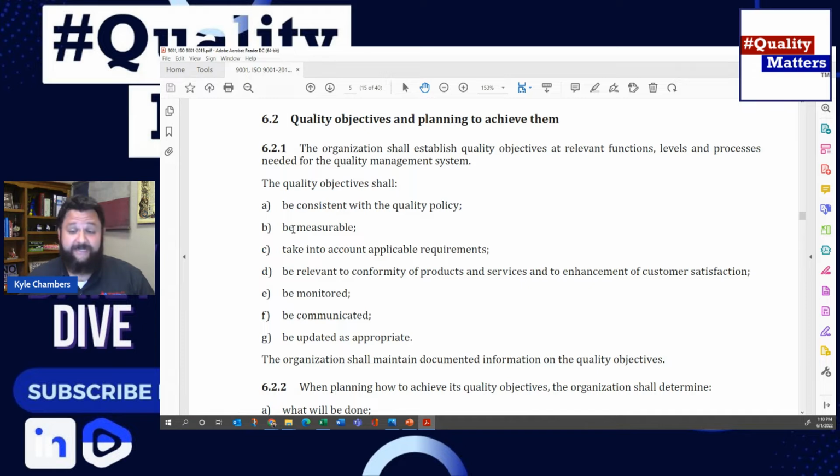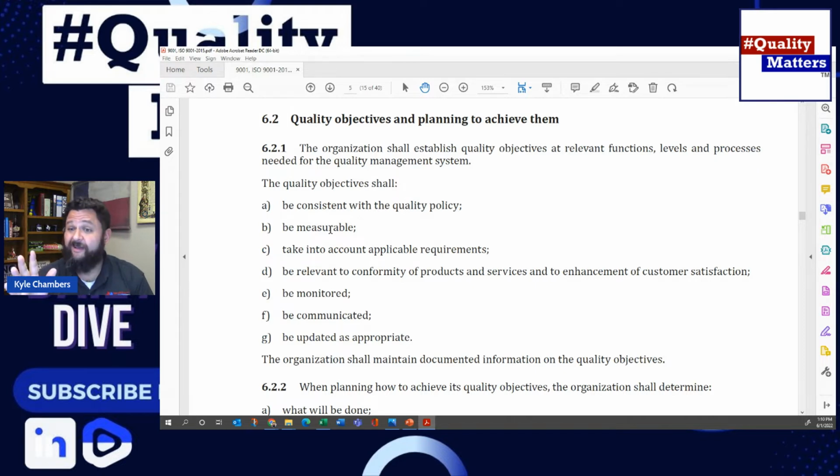Now, if that's the case, they have to be measurable. I think that goes without being said, but I hate to say how often I see objectives that are far from measurable. Don't use words like best. Don't use work towards. Don't use strive. Let's put a number in there, okay?